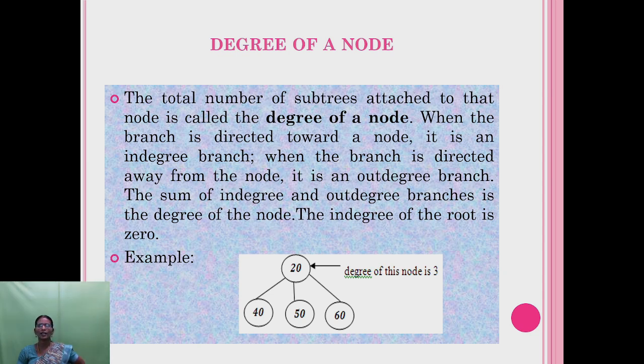Then what is the degree of this node? Is it 3? Why do we set it to 3? Because 40, 50, 60, the 3 nodes are there. So we set it; the degree of this node is 3. Because here the in-degree of the root node is 0, that is the purpose we set it. The degree of 20 is 3. This way I write it.